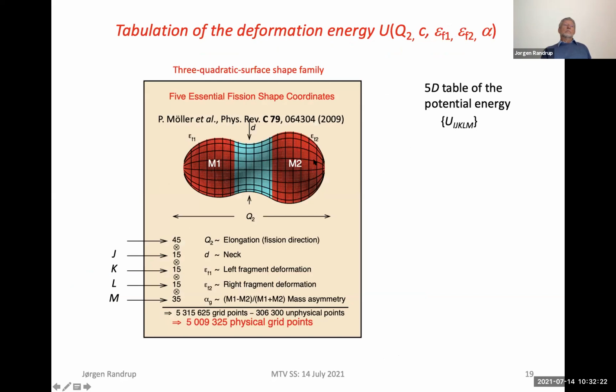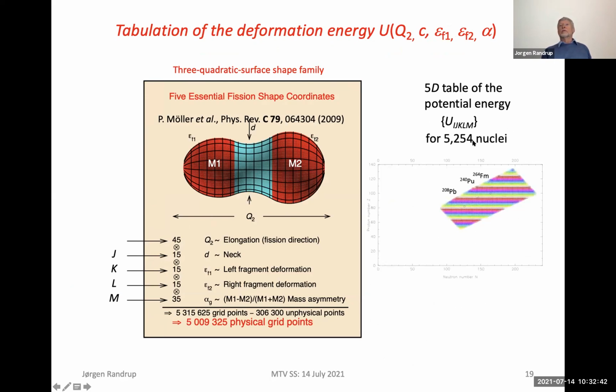So what was fortunate was that for some other purposes, Peter Müller had tabulated the potentials on a huge lattice of shapes, more than 5 million different shapes for a nucleus. And then he had done it for more than 5,000 nuclei that I try to indicate here. So this is a very useful database if you wanted to do diffusion of the shape.